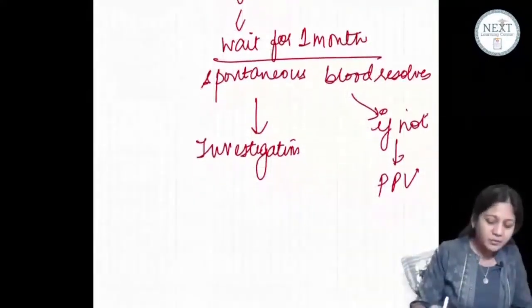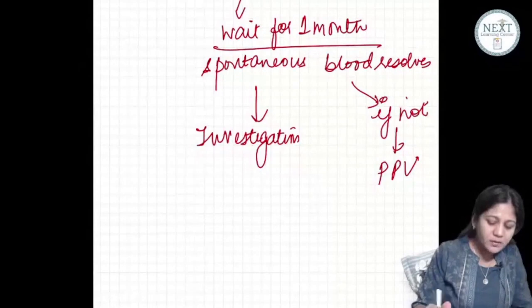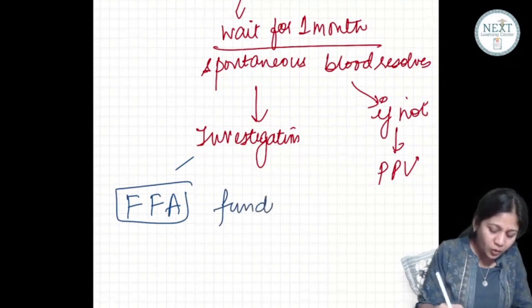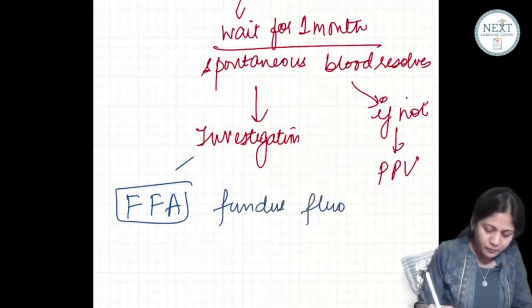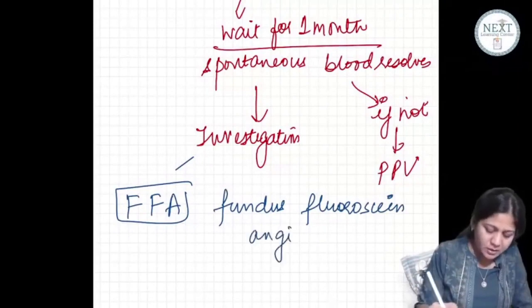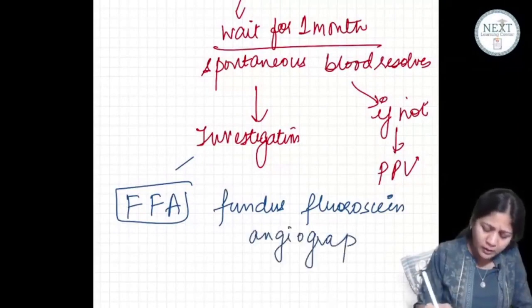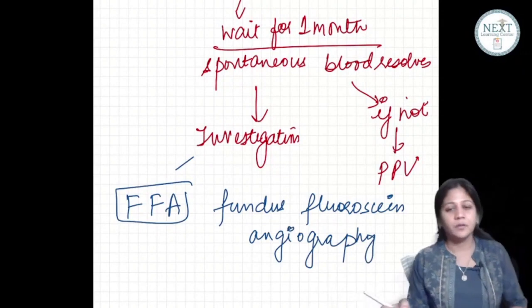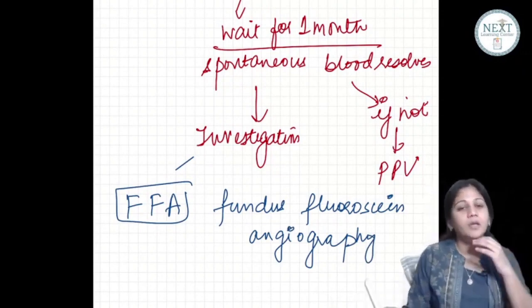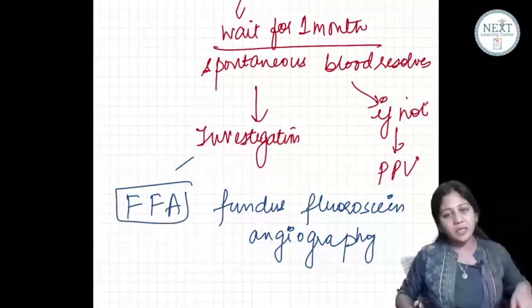Now, what is the name of the investigation which we carry out? This will be done for all the retinal problems. This is called as fundus fluorescein angiography. This is the investigation which we do for mainly all the disorders of retina. First look, understand, and then you can write down.